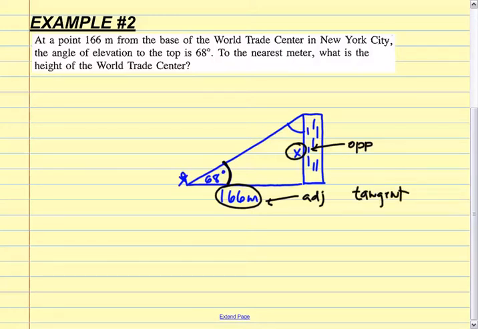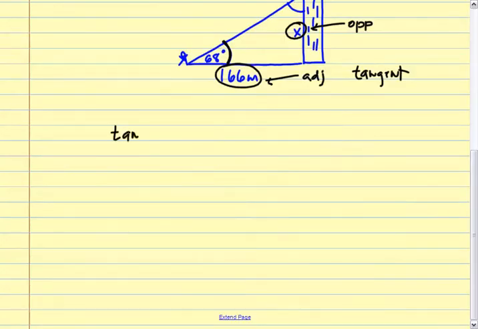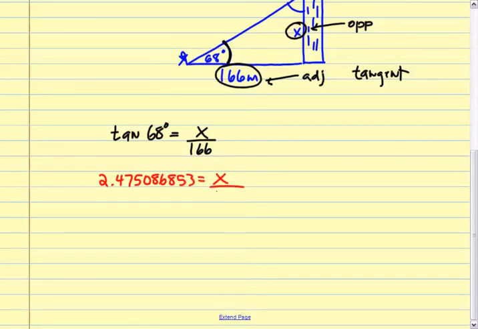So what we've got is the tangent of 68 degrees is equal to opposite, which is x, over adjacent, which is 166. Good, now we just solve for x. So I'm going to type in second pi, that gets me to the trig stuff. Tangent, that's number 3. Hit enter, tangent 68, hit enter again, and that gives me 2.475086853 is equal to x over 166.